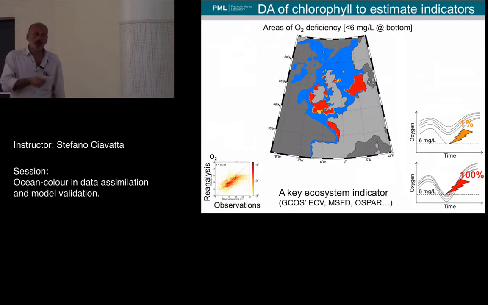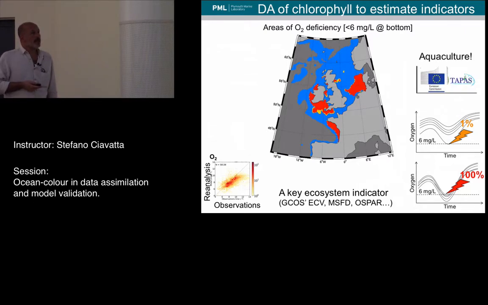These matched well with in situ data or the evaluations that were made for the Northeast Atlantic. And we are using this kind of information now in a project called TAPAS to assess risks and opportunities for aquaculture in European shelf seas.